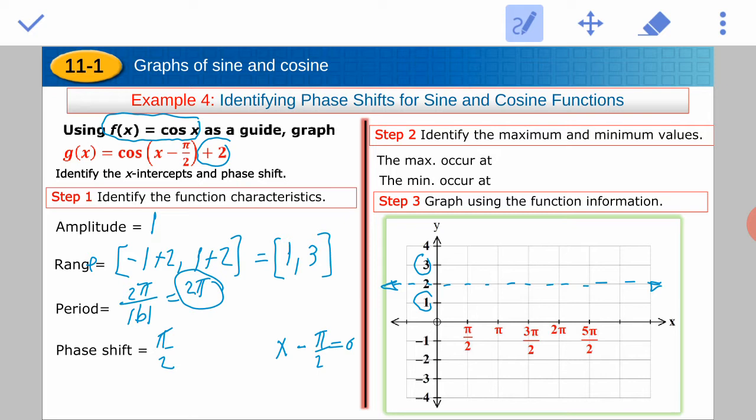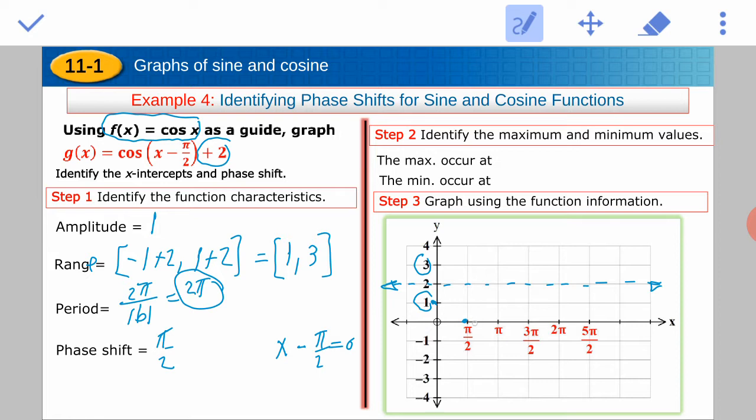Now we have the most important characteristics that allow us to start graphing this function. I recommend starting by graphing the parent function as a guide. It's going to be much easier. So we know the graph of the parent cosine function f of x equals cosine x. It starts from 0 and 1. This is a start point. It has an x-intercept at pi over 2.